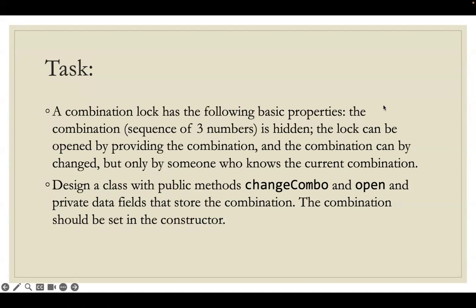So a combination lock is going to have 3 numbers. And that information we want to be secret. So we don't want the user to know, hey, here's the numbers to my combination lock, because that would defeat the point of having this lock, right? We don't want everyone to know what the combination is. We only want the select few people to know what the combination is. So the combination is going to be hidden.